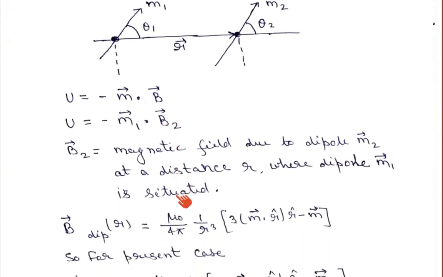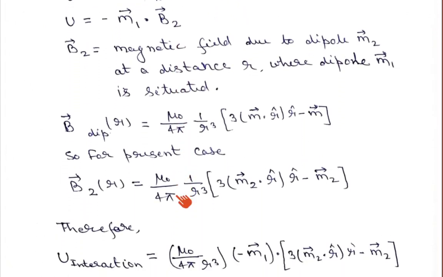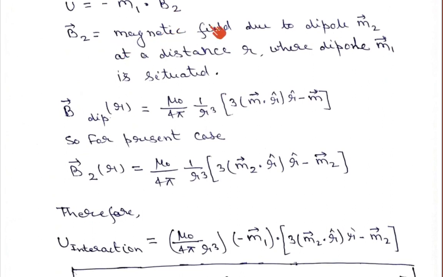Let me explain what B2 is. B2 is the magnetic field due to dipole M2 at a distance r, where dipole M1 is situated. So in order to find the total interaction energy, minus M1 dot B2, we have to find the value of the magnetic field B2. What is the value of this B2?